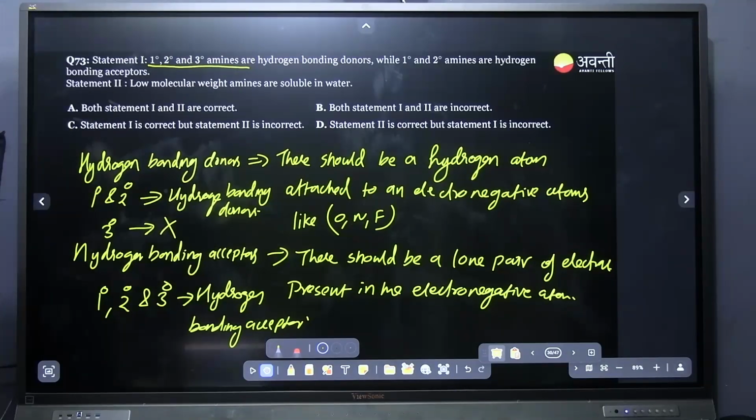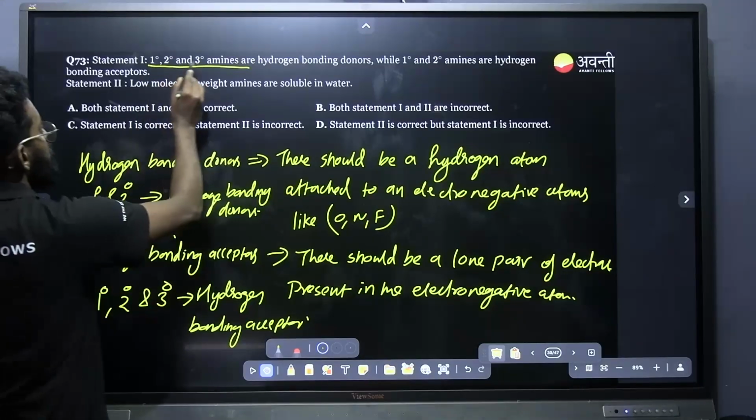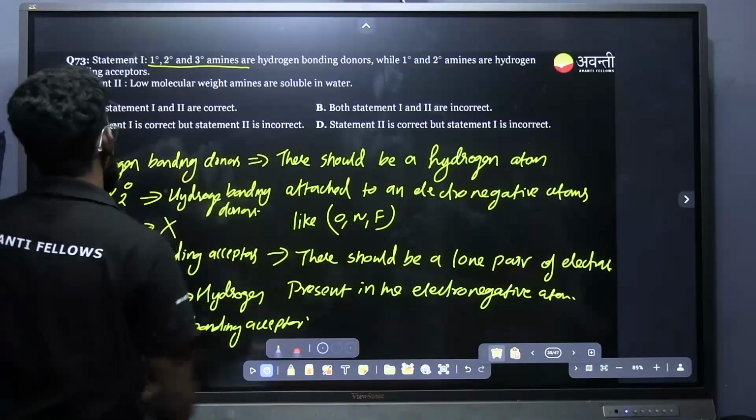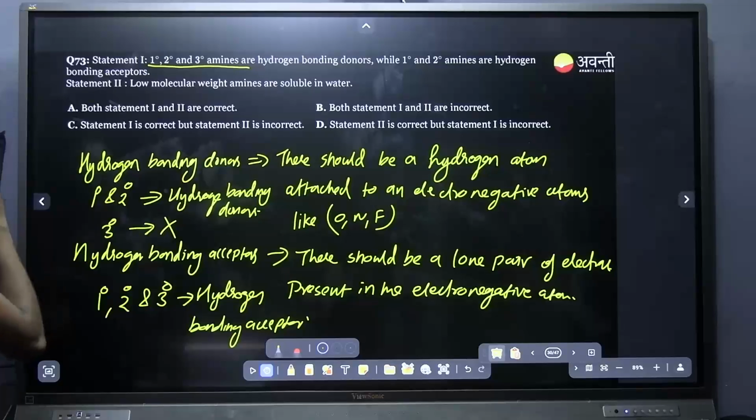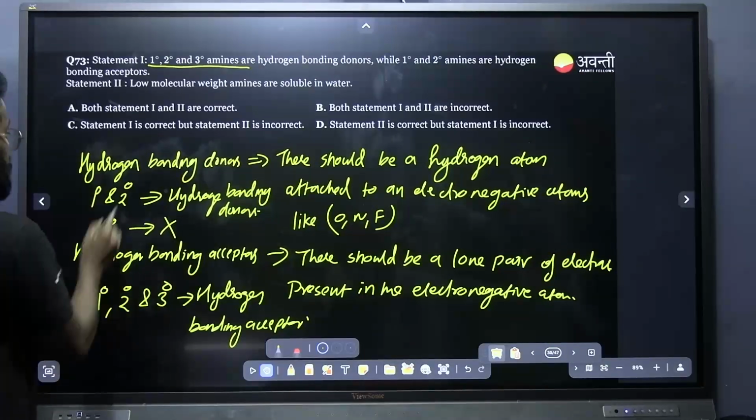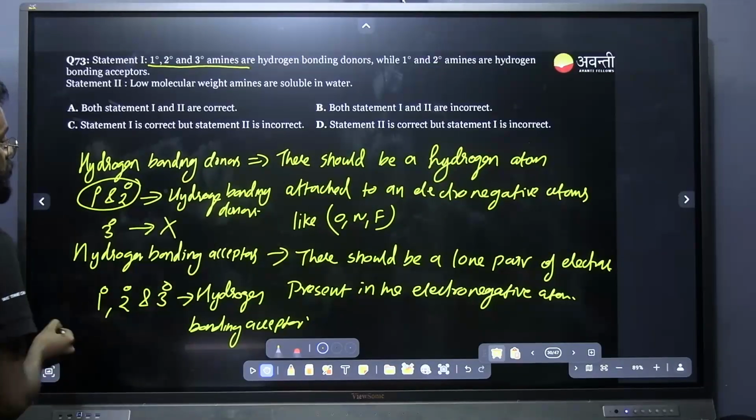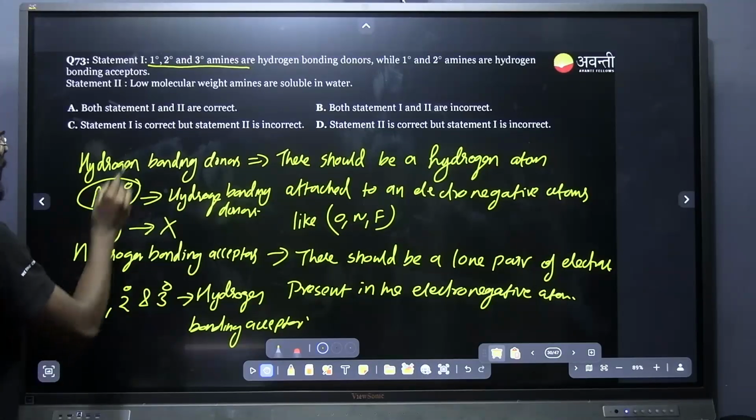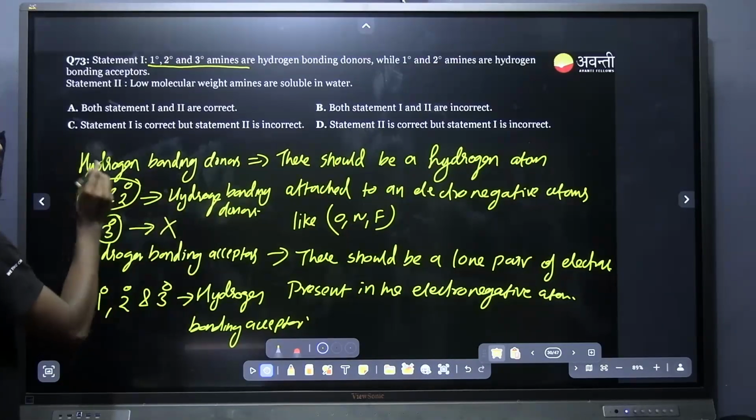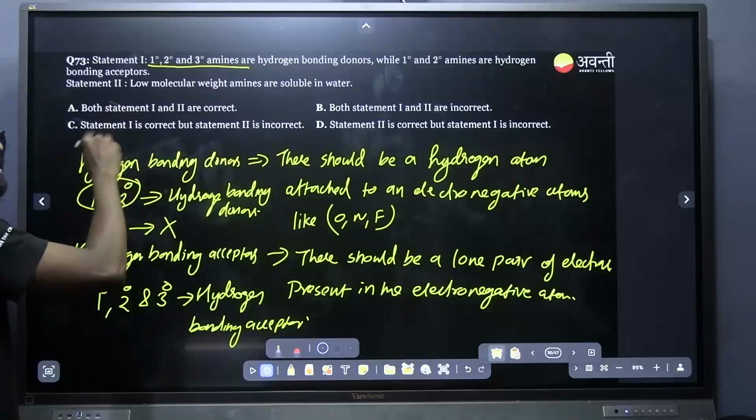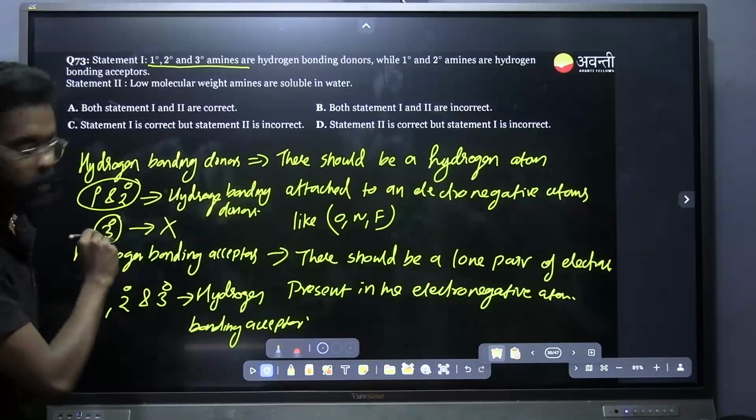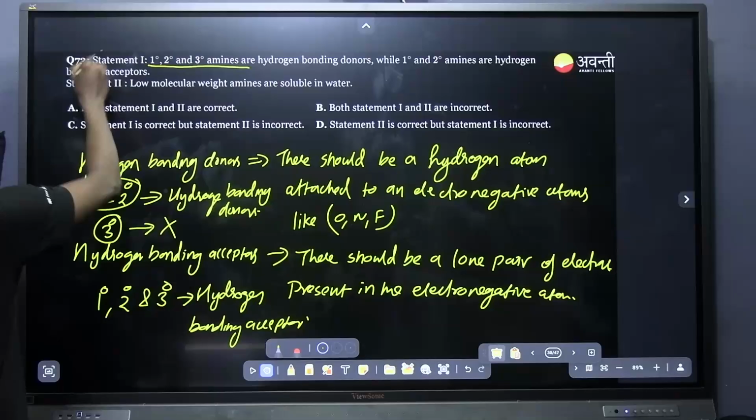So what is the correct one? Is statement 1 correct? Primary, secondary, tertiary amines are hydrogen bonding donors. No, only primary and secondary are hydrogen bonding donors, as tertiary amines don't have a hydrogen atom; they have only the nitrogen atom attached to three methyl groups. So this statement is wrong.